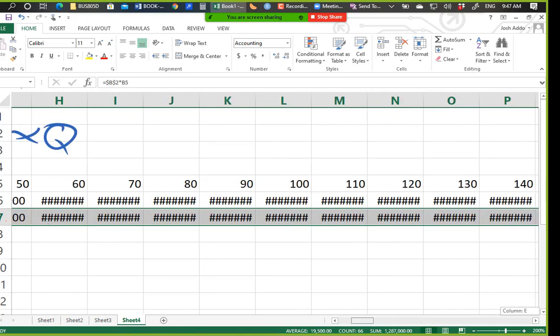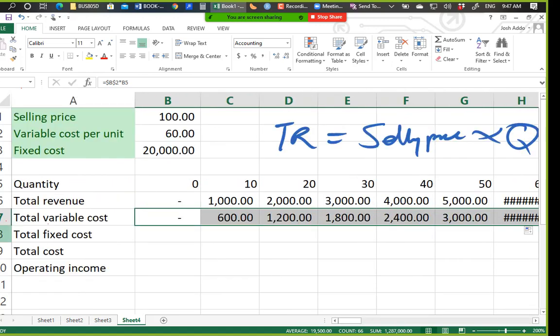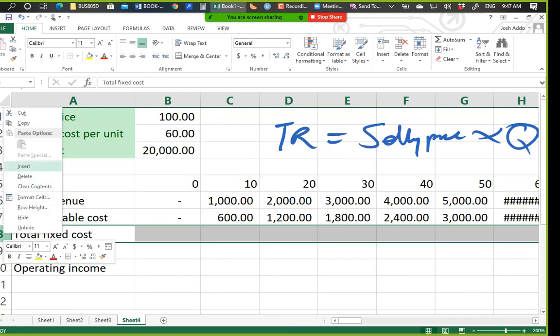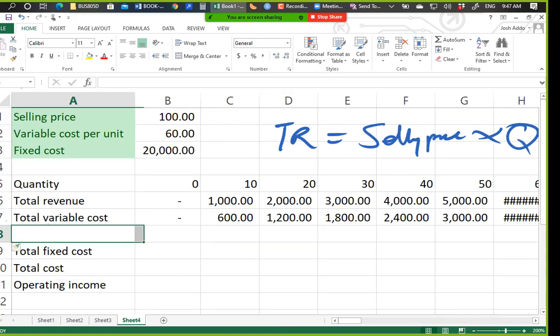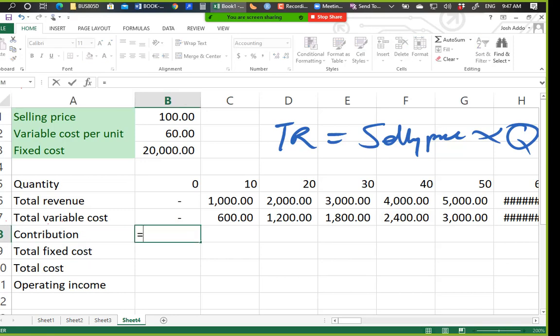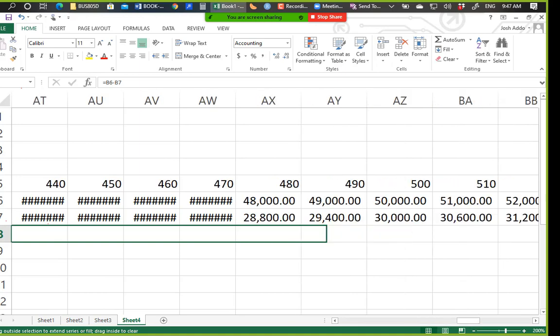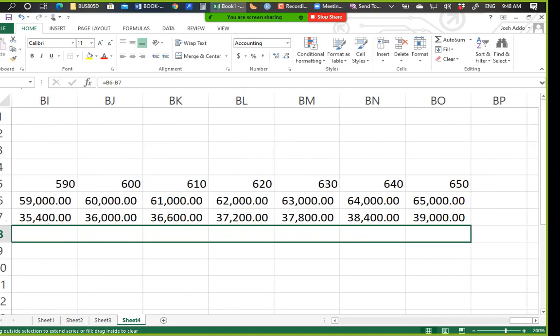This is the variable cost. You can even, before our fixed cost, add this column called contribution, so you can calculate your contribution straight away. Contribution is selling price minus, so this is equal to this, that is revenue minus variable cost. This is our contribution, and this is our contribution up to the last figure.